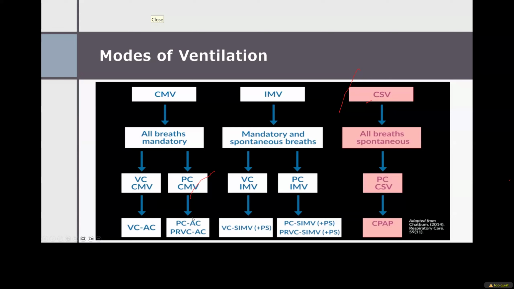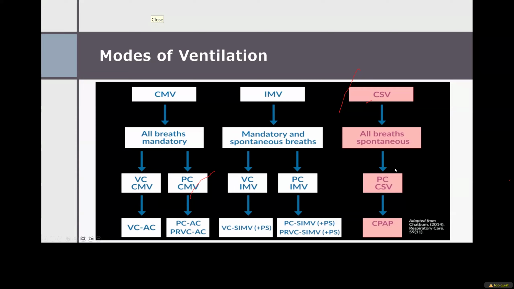So in a nutshell, these are the two modalities that most NICUs around the world use. If you're using CMV or mandatory ventilation, assist control, use either PCAC or PRVCAC. If you're doing a combination of machine and baby breaths, use PCSIMV with pressure support or PRVCSIMV with pressure support. So those are the most common modalities. The other ones are not common. The volume control by itself is not as common, at least from what I know from most places in the United States, Europe, and Australia.